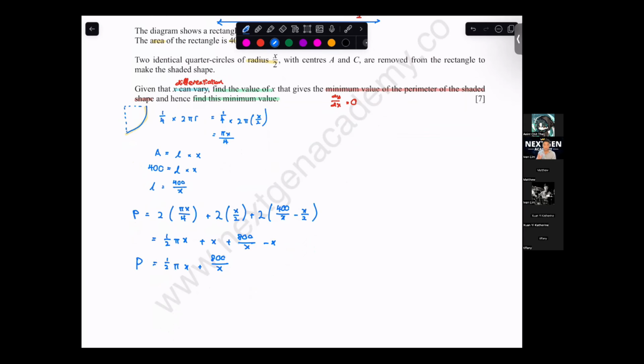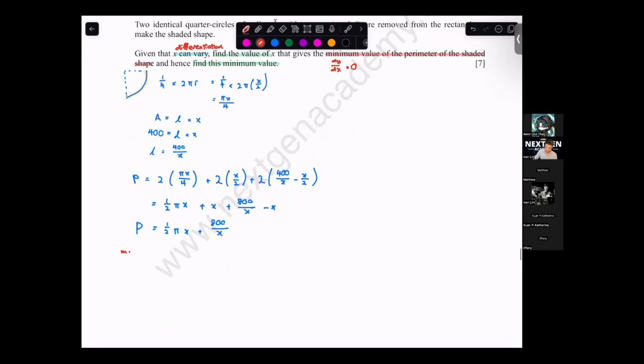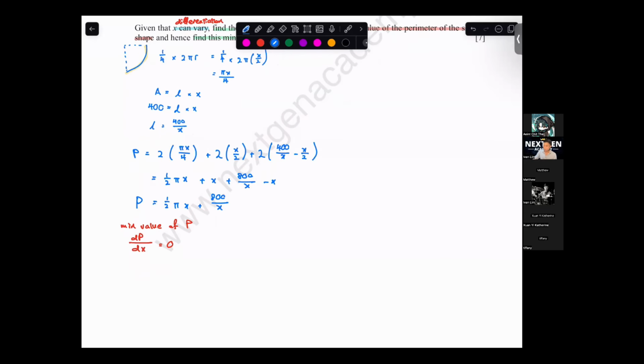We want to find the minimum value of p. Minimum value of p means I do dp over dx equals 0. Let's differentiate this p, which you'll get 1 over 2 pi. Okay, 800 over x, you can write it as 800 x to the power negative 1. You all can go rewrite that, but I don't write that. I just differentiate straight away. You get minus 800 over x squared. Then equals to 0.